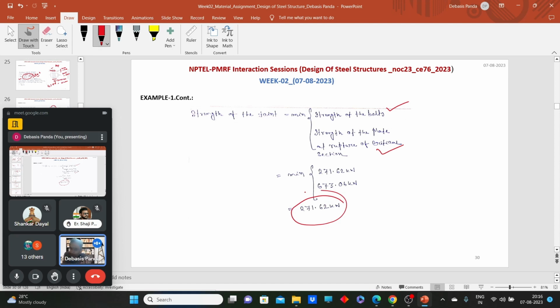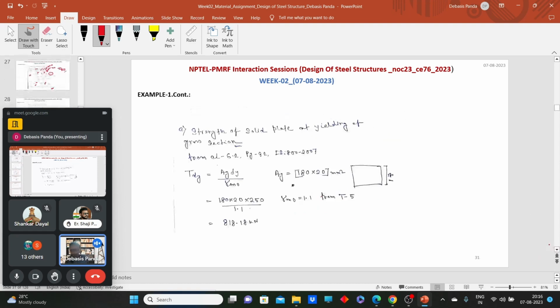Or if someone asks you what will be the value of load which that joint can transfer safely, this is the value of load which that joint can transfer safely. Now how can we calculate the efficiency of the joint? To calculate the efficiency of the joint, we need to calculate one more thing.